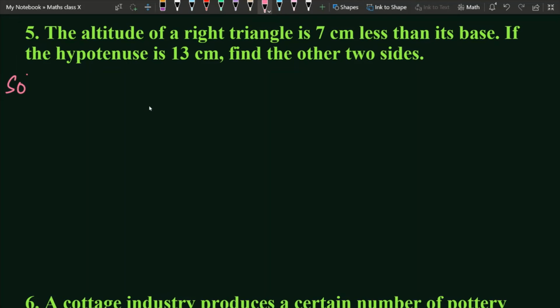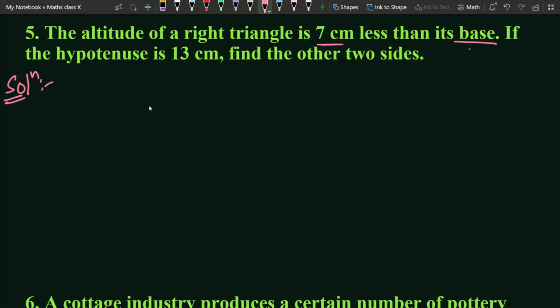Fifth question is, the altitude of a right angle triangle is 7 centimeter less than its base. Altitude means nothing but the height. So the altitude of a right triangle is 7 centimeter less than its base. It is not 7 centimeter. This height is 7 centimeter less than its base.